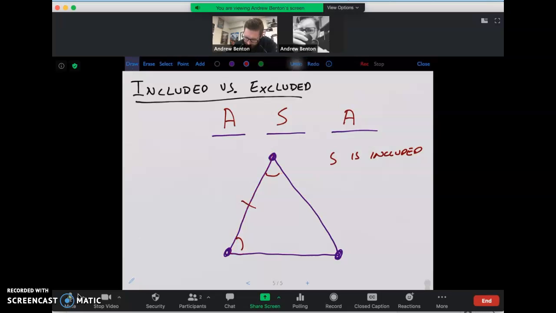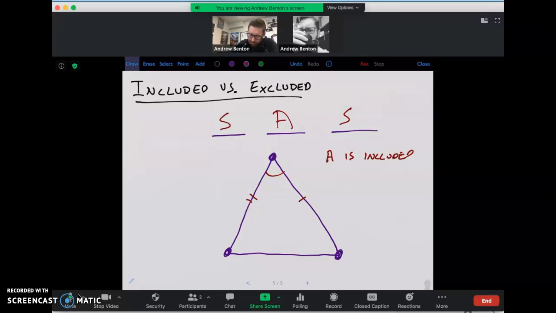This angle is touching this side, and this angle is touching that side. We can also have something like this, where I have an angle in between: SAS, side, angle, side. Now the angle is included, so the angle needs to be touching both sides. So if it's included, it's touching the other two things. If it's an included angle, it's touching both sides. If it's an included side, it's touching both angles.